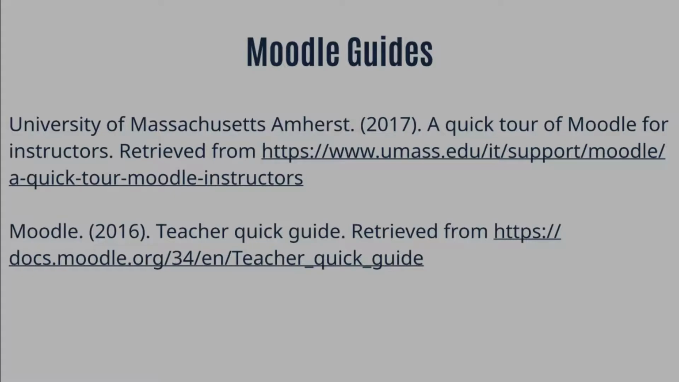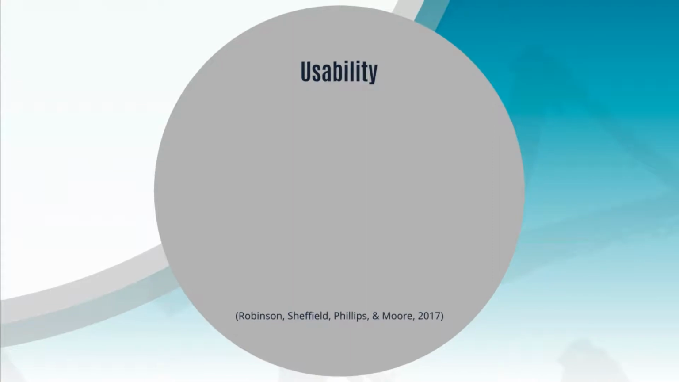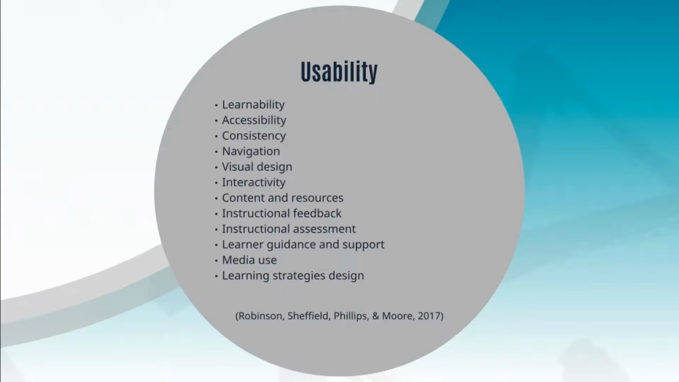The usability of the online course refers to areas inherent in the design and management of the course. The goal of usability is to reduce the extraneous cognitive load on the student so they can focus on learning. Many of these usability parameters have to do with the learning management system. Zaharias identified a dozen usability parameters: learnability, accessibility, consistency, navigation, visual design, interactivity, content and resources, instructional feedback, instructional assessment, learner guidance and support, media use, and learning strategies design.